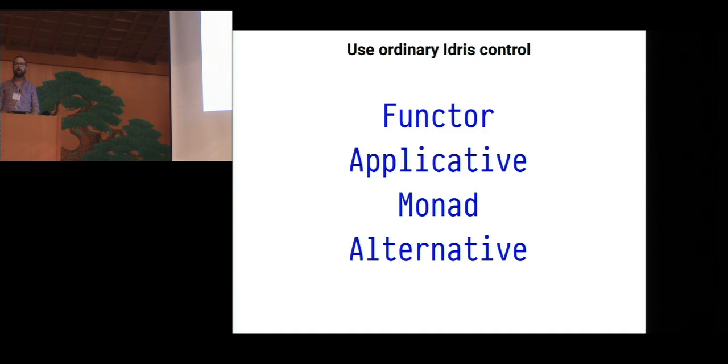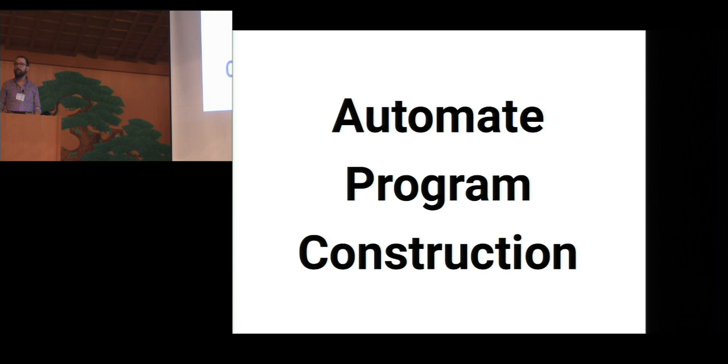And Elab supports all of the ordinary control structures that we would expect. So it's a functor, it's applicative, it's a monad, it's got alternative, which is used for backtracking and failure handling. And we can use this for a lot of interesting things. So one thing we might want to do is to automate the construction of programs from scratch.